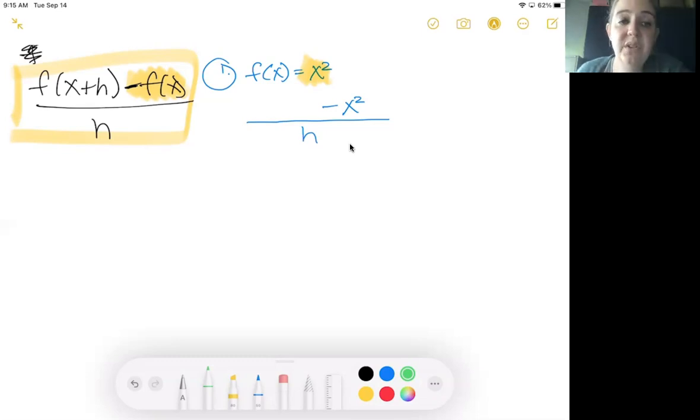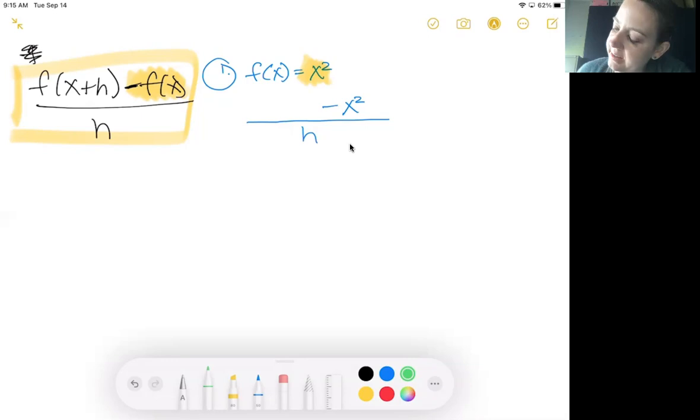Well, now what you have to do is go through and simplify this. So that first piece, the x plus h squared, minus x squared, over h. So I'm going to FOIL. So x squared plus 2xh plus h squared, minus x squared, all over h. And then you have to keep doing algebra. So what happens with those x squareds? Those cancel out.